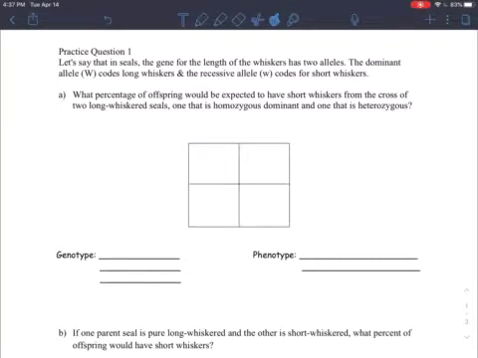So we're looking here at practice question number 1. It says, let's say that in seals, the gene for the length of whiskers has 2 alleles. The dominant allele, big W, codes for long whiskers, and the recessive allele, little w, codes for short whiskers. So remember, dominant alleles are always shown by a capital letter, and recessive alleles are always shown by a lowercase letter. And the dominant masks the recessive.